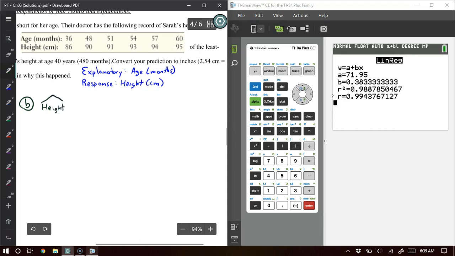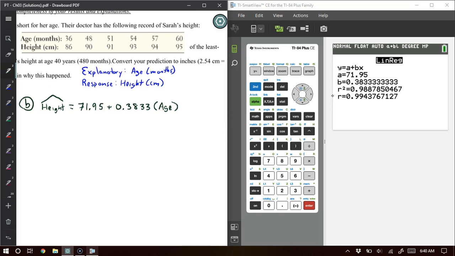The predicted height is going to be 71.95 plus 0.3833, I'll stop there, times the age. So there is my prediction equation. If I wanted to know my r squared, I could see my r squared is 0.9888 approximately, r is 0.9944 approximately. So I can write those down as well if I needed them.